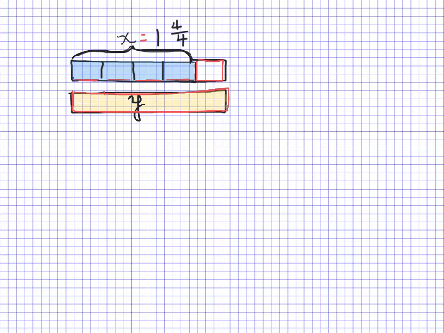So this y is 1/4, 2/4, 3/4, 4/4, 5/4. We've added an extra 1/4. So we would say y is equal to 5/4 of the x. Or we could say y is equal to the regular x, the x that we started with, plus 1/4 of what that x is. In words, we might say y is 1/4 more than x.